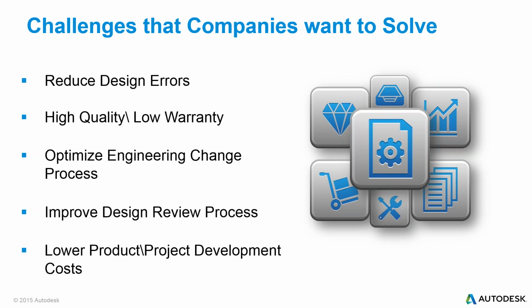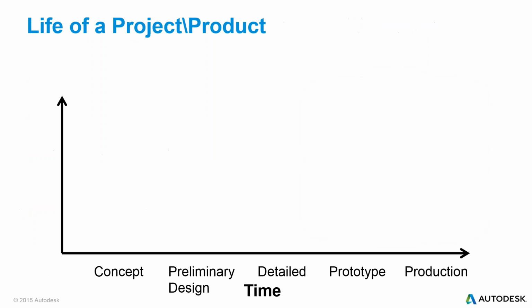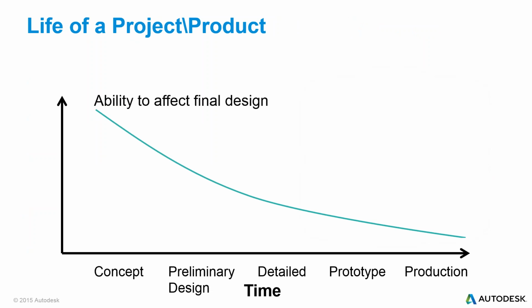Ultimately, have a more efficient change order process and really improve the whole process, while at the same time driving down your development costs and your preliminary design costs. So there's a lot of pressure that you see being put on the design and engineering department. And if you really looked at the life of a project or a product, the ability to impact that design or that product or project really decreases as you get further down the life cycle.